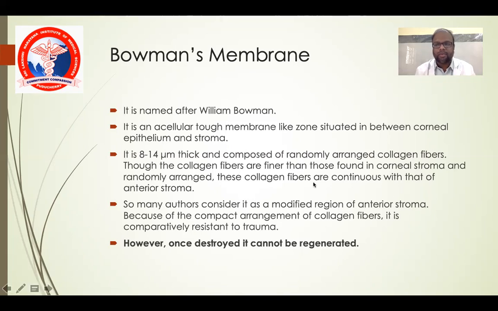But what happens is you can't differentiate between the Bowman's membrane proper and the stroma because they merge into the stroma. And as I told you, the Bowman's membrane is not a basement membrane of the epithelial cells, unlike Descemet's membrane, which is a basement membrane of the endothelial cells. The epithelial cells have their own basement membrane, below which there is the Bowman's membrane. Okay, so there is a controversy that the Bowman's membrane is considered as a modified or compacted anterior stroma because of the arrangement of collagen fibers. The Bowman's membrane is resistant to trauma.